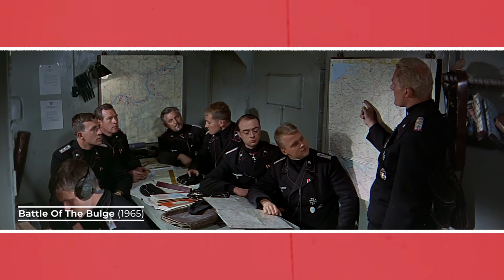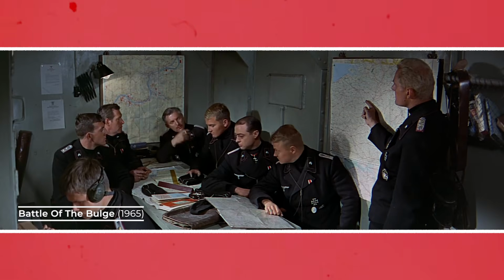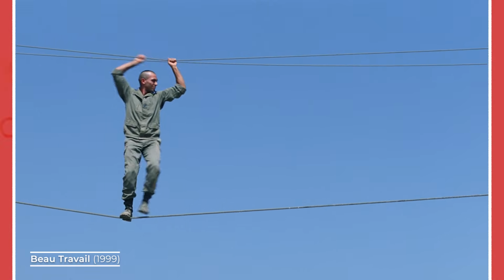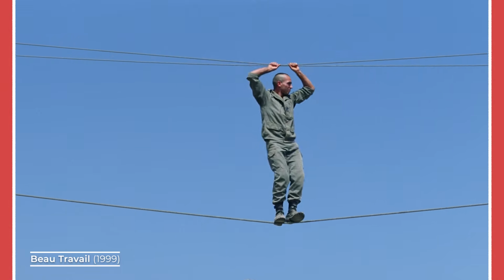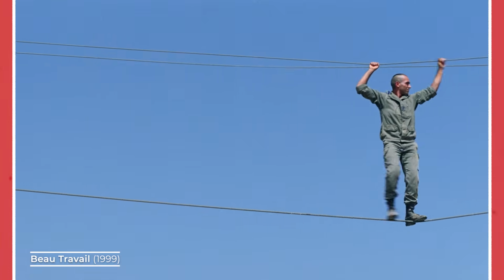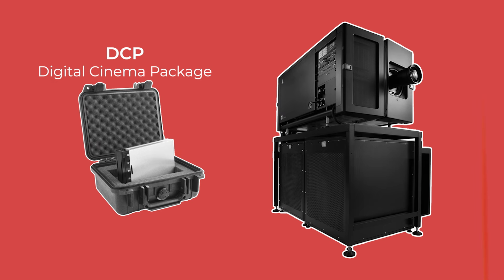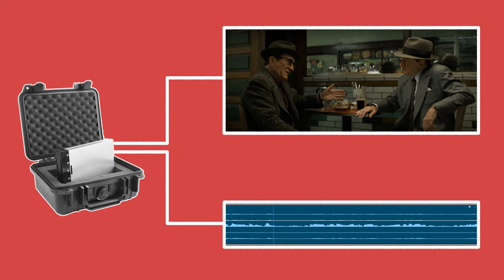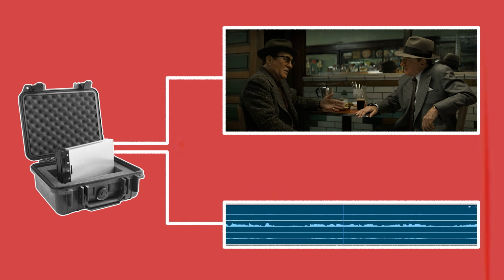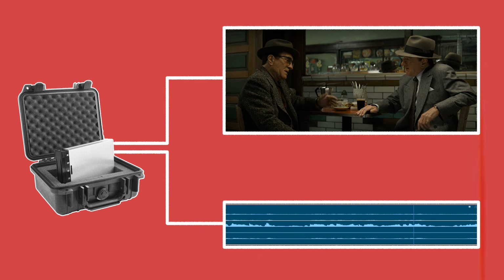In order to show why certain aspect ratios are unusual, we need to first establish what the most common standard aspect ratios are. Almost all movies that are projected in a cinema are done so with a digital projector and a DCP, a digital cinema package. This is basically a fancy hard drive which contains all the video and audio files.